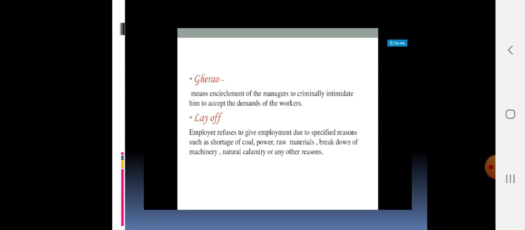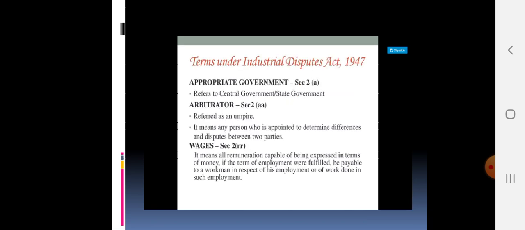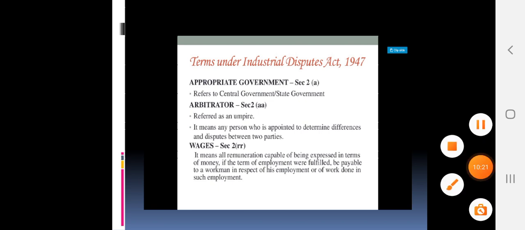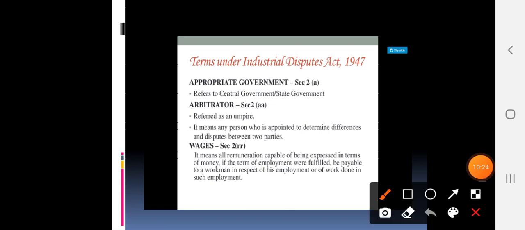Next, there are some important terms which are used under the Industrial Disputes Act 1947. We have discussed a few definitions under the Factories Act 1948 as well. So in this also we have some definitions. First is appropriate government.